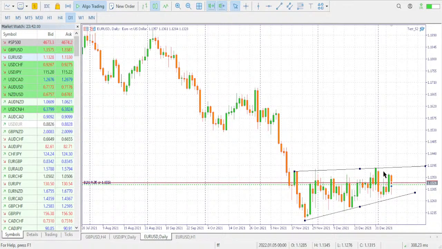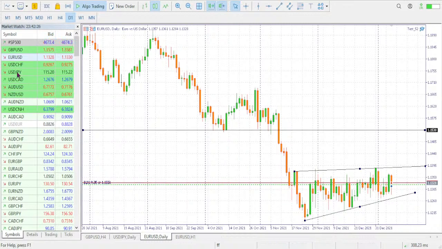But in case there is a break above this upper trend line, then I'd like to see some signs that the price is sustaining itself above this point before I pick a buy position, at least up to 1.1530.